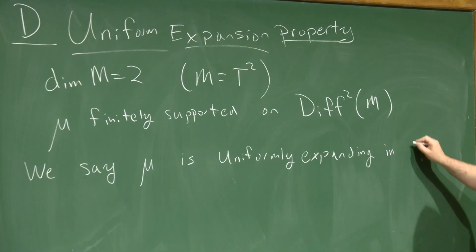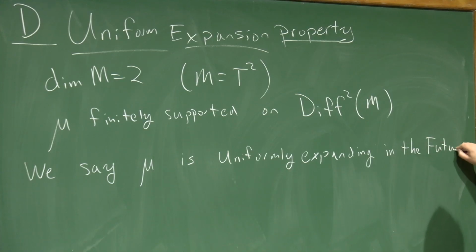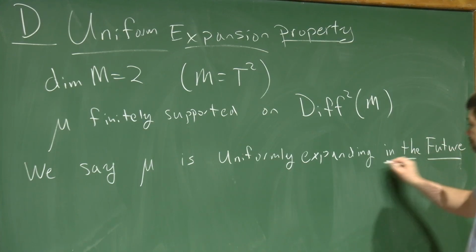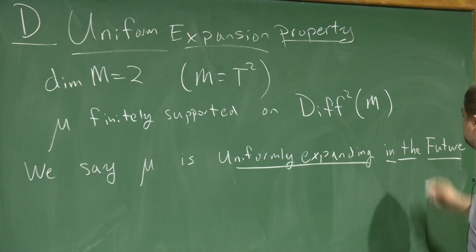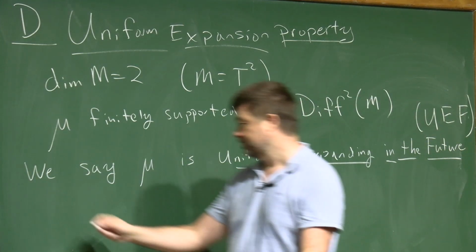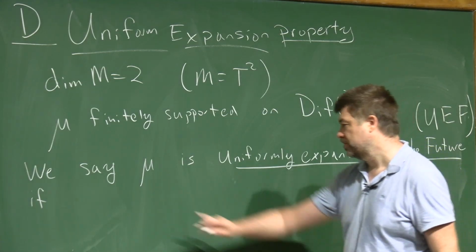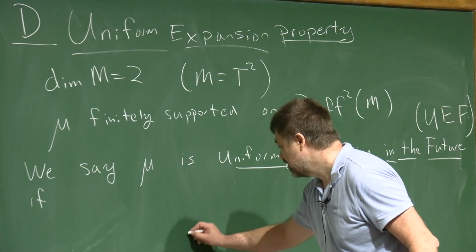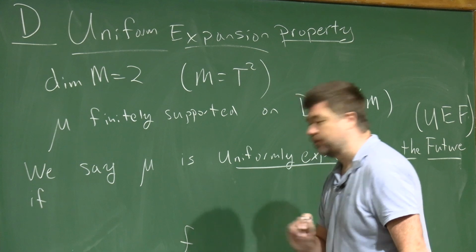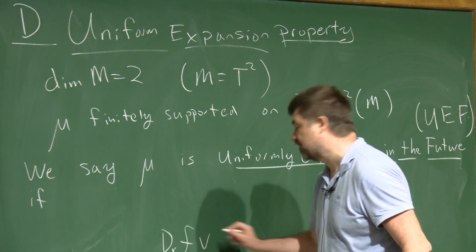And I'll emphasize in the future, and then this will be too much to write, so eventually I'll call this UEF, if something happens. Okay, and what is the something that happens? So there are some quantifiers here, but first, let me take a diffeomorphism, take its derivative at some point, and then plug in a vector.